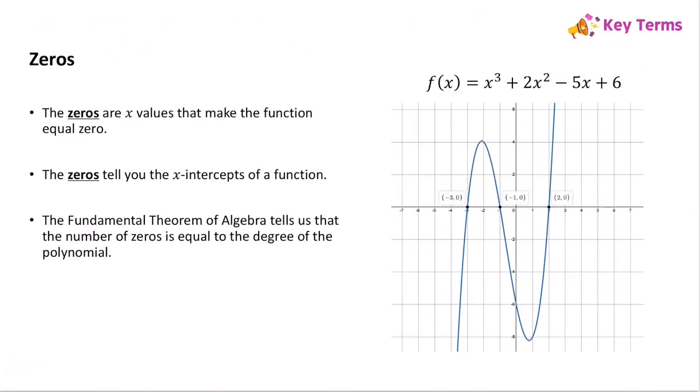Like we said, the zeros are x values that make the function equal to 0. What the zeros will tell you is the x-intercepts, because remember, x-intercepts occur where the function is equal to 0, because the function is equal to y. So y equals 0 at the x-intercepts. So the zeros will tell you the location of the x-intercepts. That's why I was able to use the fundamental theorem of algebra to tell you, based on the degree, how many times the graph would cross the x-axis.